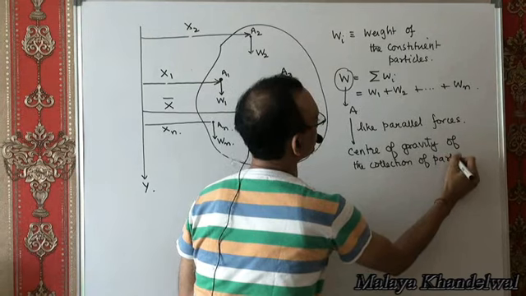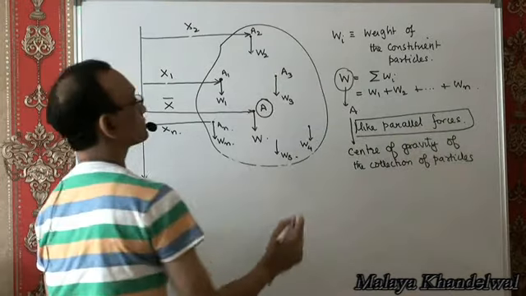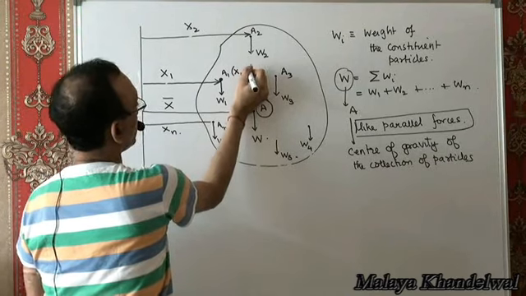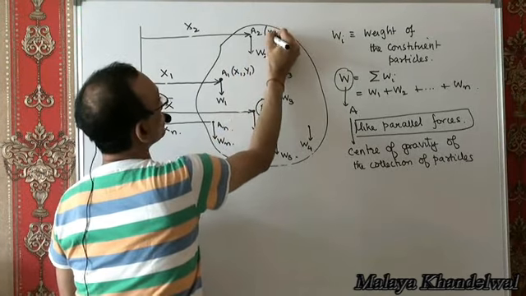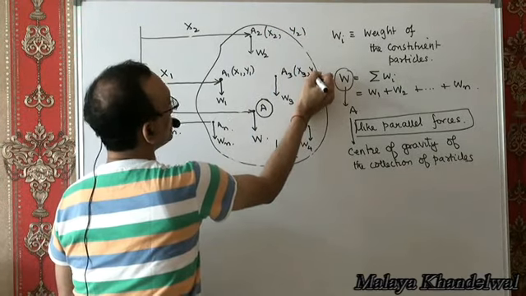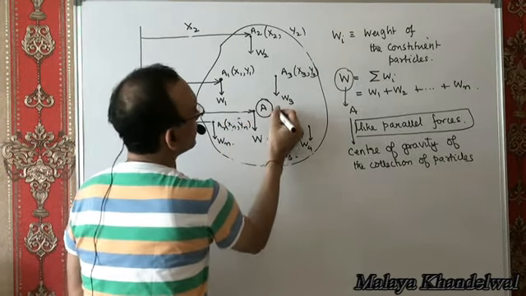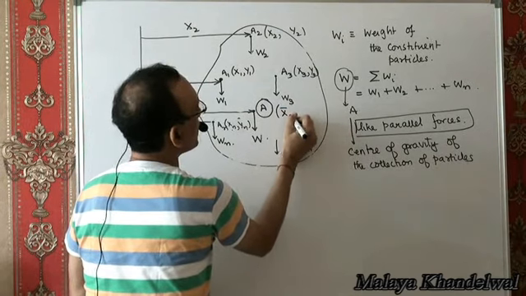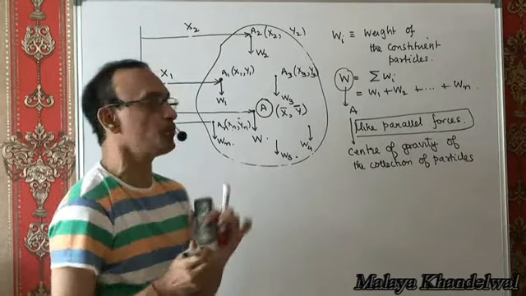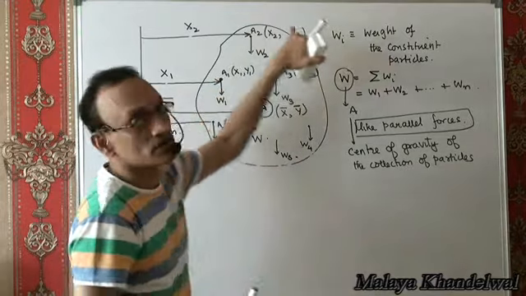And let me tell you, they constitute like parallel forces. A1 has x coordinate x1, y coordinate y1, A2 has x2, y2, A3 has x3, y3, An has xn, yn, and A, whose coordinates we want to find, are say x bar, y bar. This single particle will replace this collection, with a total weight equal to the sum of the weights of the constituent particles.